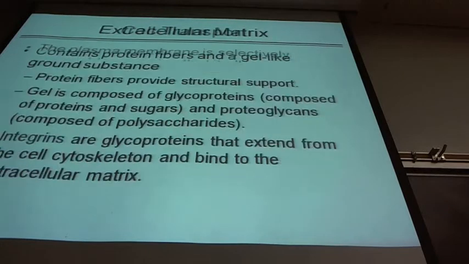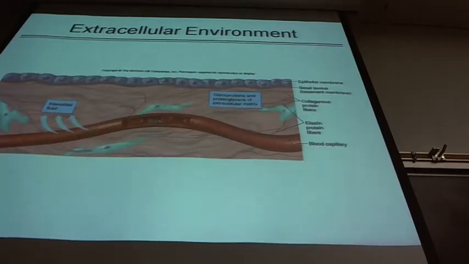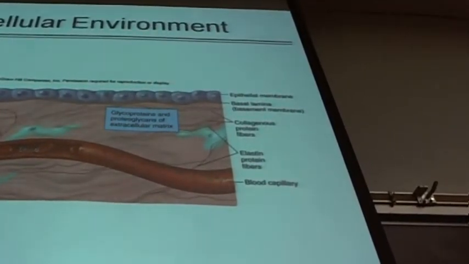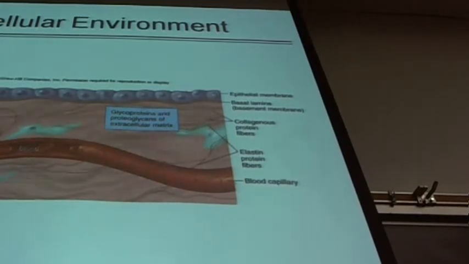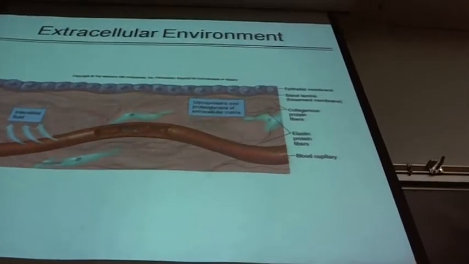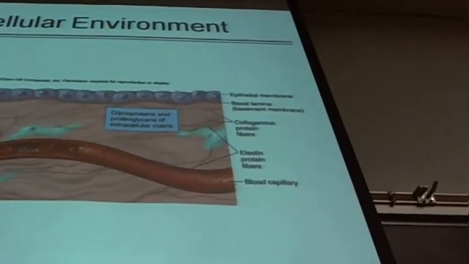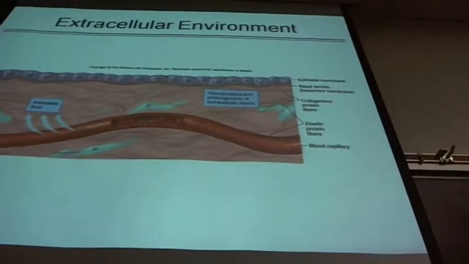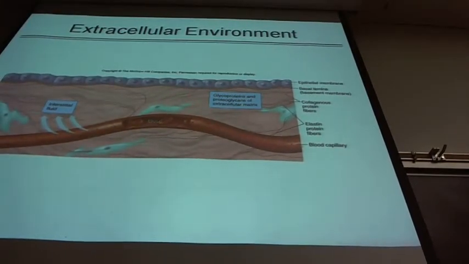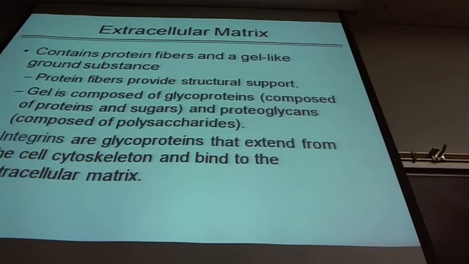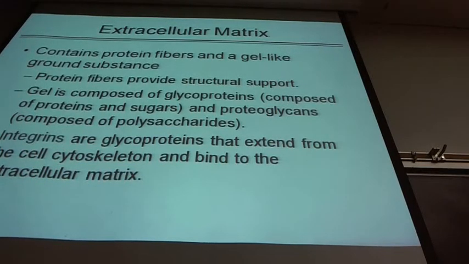Let's see what they have. So an integrin might go from, say, inside this cell. I know it's in the cells in here, not necessarily an epithelium, but it will go through the cell wall. The protein goes through the cell wall, goes into the extracellular matrix, and attaches itself to the collagen or whatever, and it binds it. That's a lot like what your basement membrane is made up of. It holds it in place. Integrins are glycoproteins that extend from the cell cytoskeleton and bind to the extracellular matrix.